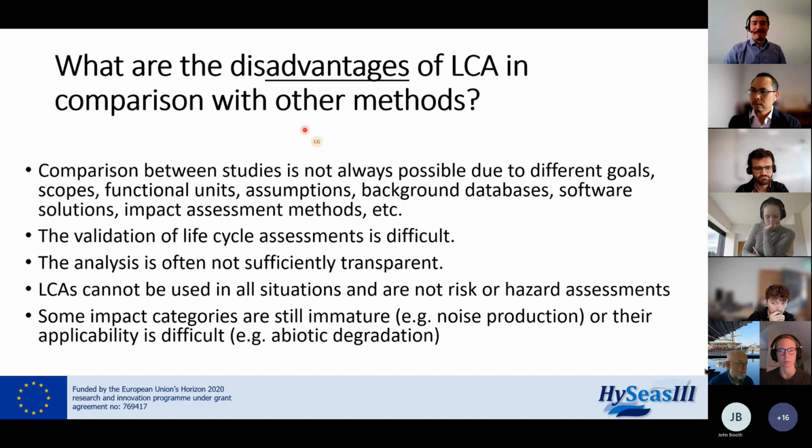And now the disadvantages. The comparison between the studies is not always possible due to different goals and scopes and functional units and assumptions and background databases, the software used for calculating the impact and so on. So there are several things that can make analysis completely different. The validation is difficult because, and I think that's also a topic for shipping, in many cases, emissions are not directly measured. So when you have a broader view, it's difficult to validate what you get with this approach.